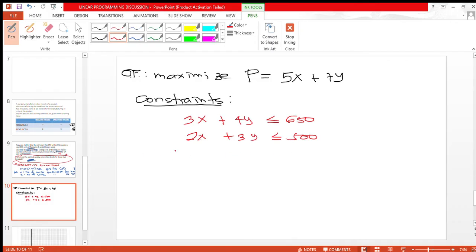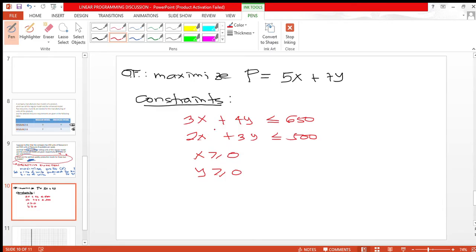And then we have our non-negativity constraints, x greater or equal to 0, because we cannot produce a negative number of regular models. We also cannot produce a negative number of enhanced models. Therefore, y must be greater or equal to 0. Okay, so we already have our objective function, and then we have our constraints.